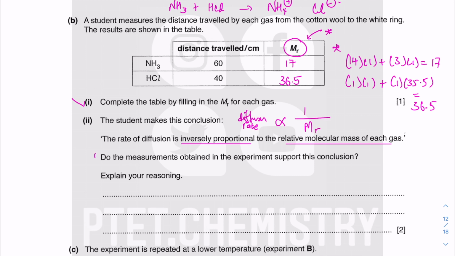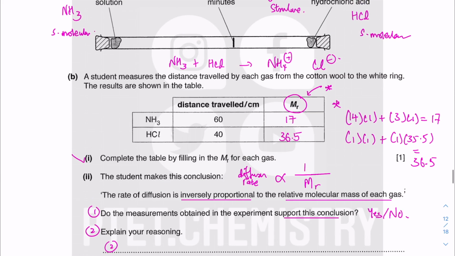There are 2 bits to it. Do the measurements support this conclusion? Yes or no? Explain your reasoning. I think I'll explain first. I always like to explain first, because once you say yes or no, it seems like you're trying to make something fit which might not be correct, and that's why a lot of students always fall into that trap. You need to look at these and see whether it makes sense or not.